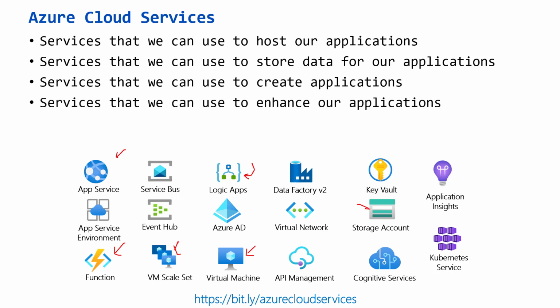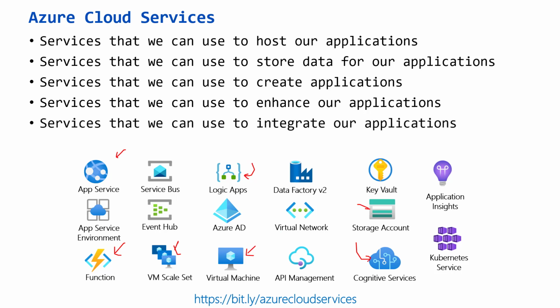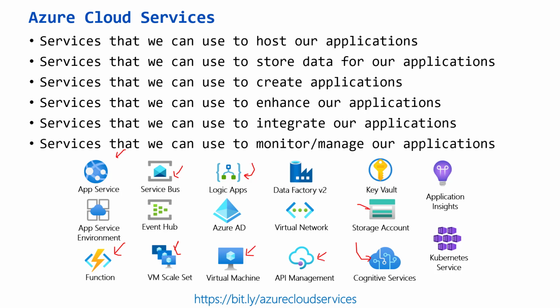Then there are services that we can use to enhance our application. These are not providing any runtime, but they're providing capabilities that can add functions to our application. Services like Cognitive Services fall into that, which is basically machine learning as a service. Then there are services that we can use to integrate our applications. They connect application components together. Services like Service Bus, Event Hub and Event Grid fall into that category. API Management can also fall into that category. And finally, services that we can use to monitor or manage our application.